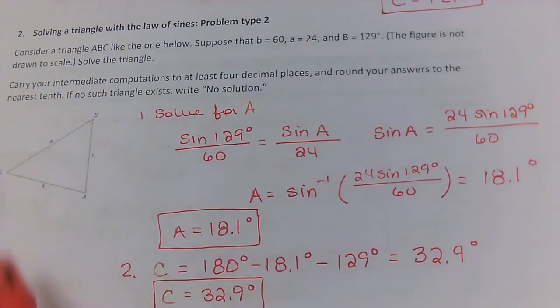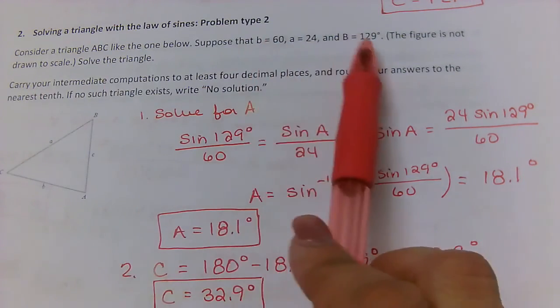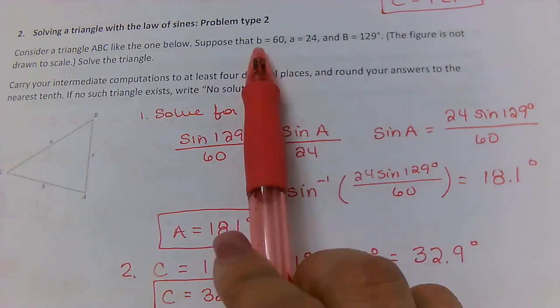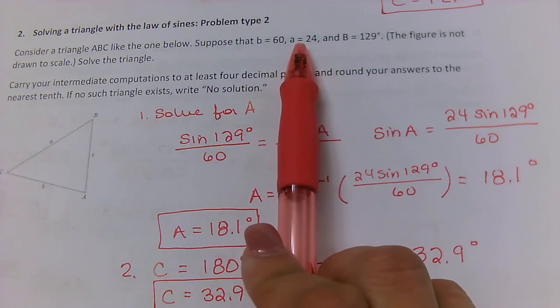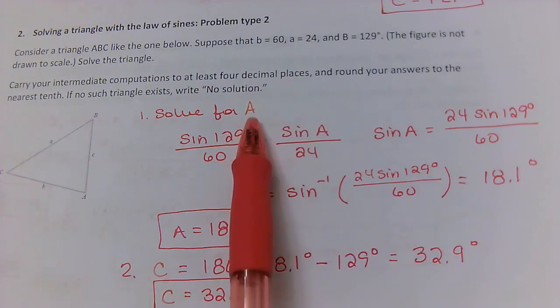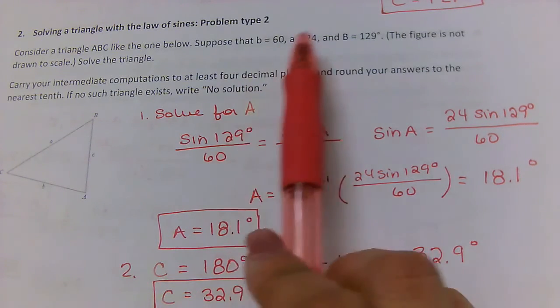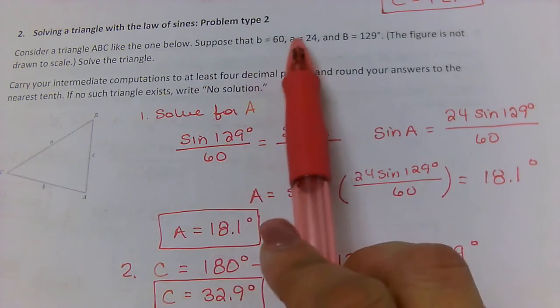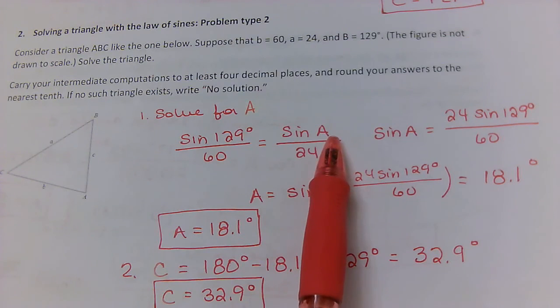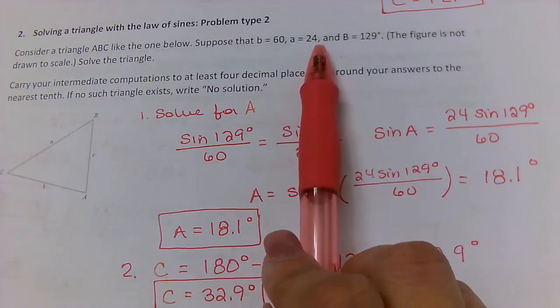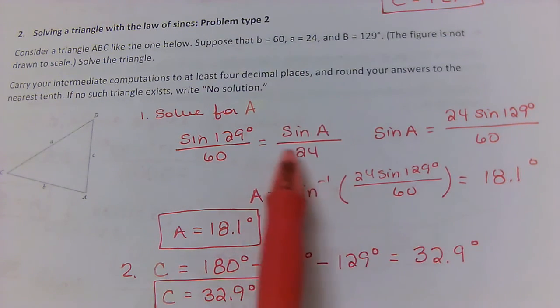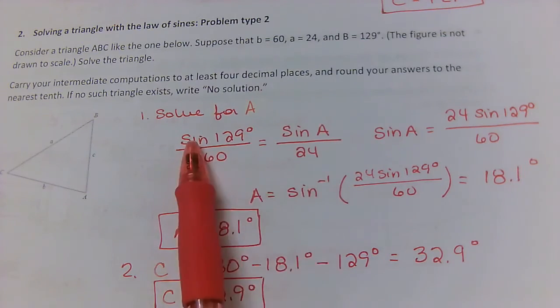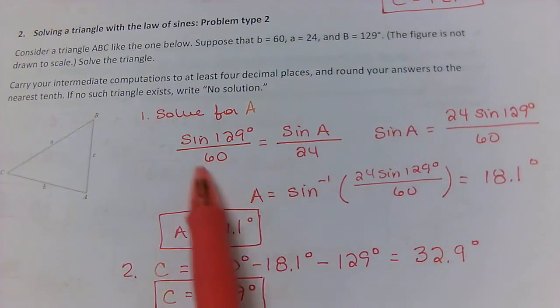Okay. So on part 2, what we're doing is we're given a complete ratio, side B and angle B, and we're given a side A, which means we can find angle A first. So set up your complete ratio. Sine of 129 divided by 60 is equal to sine of A, which we don't know what that is, divided by the side of A, which is 24.